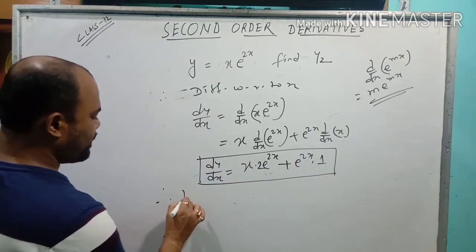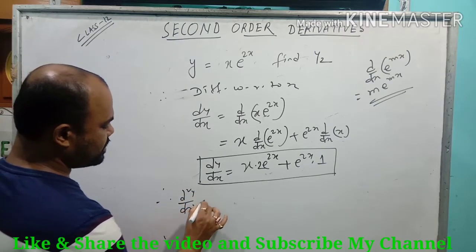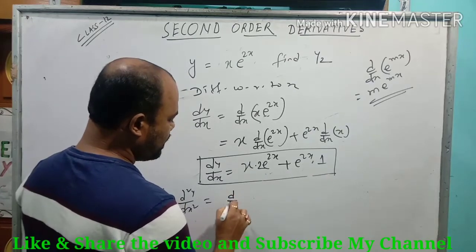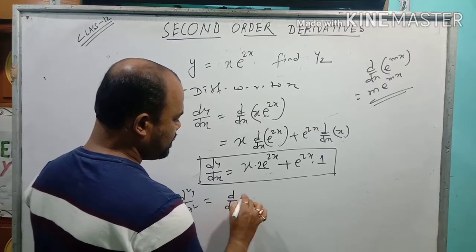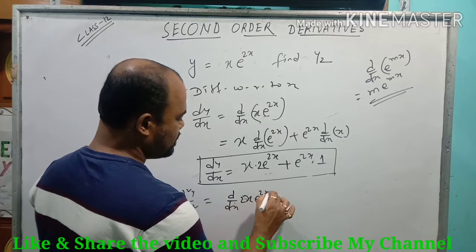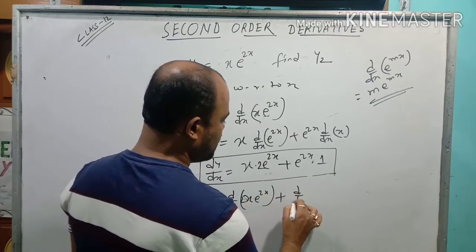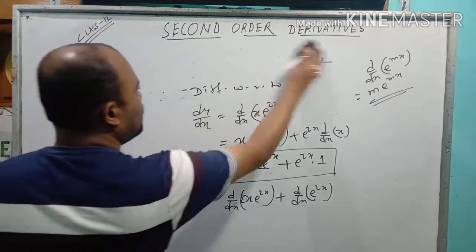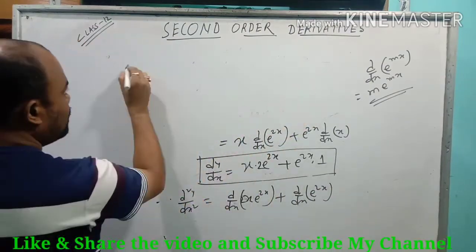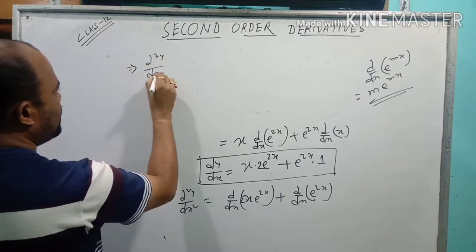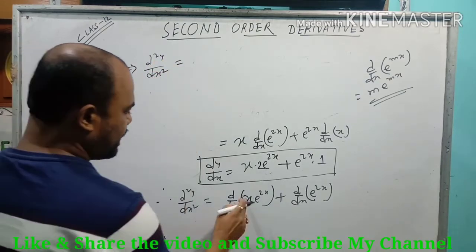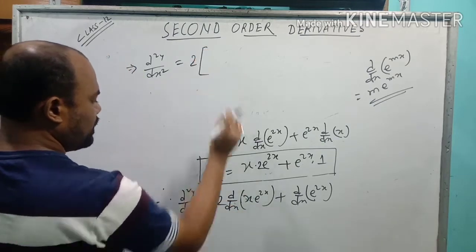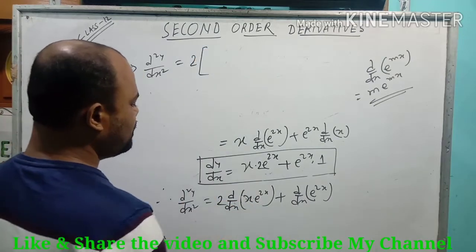Next part is we have to find d2y by dx square, which is d/dx of this part, that is d/dx of this one. Now d/dx can be separated term by term, plus d/dx of e power 2x. So d2y by dx square is, here again 2 is a constant, we can write 2 here. Here again u into v.